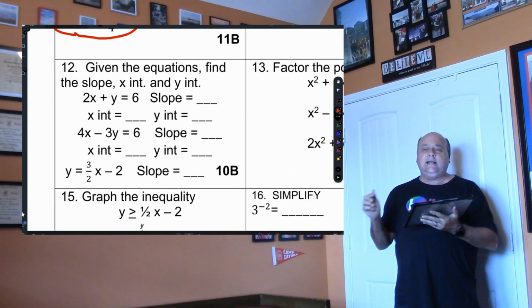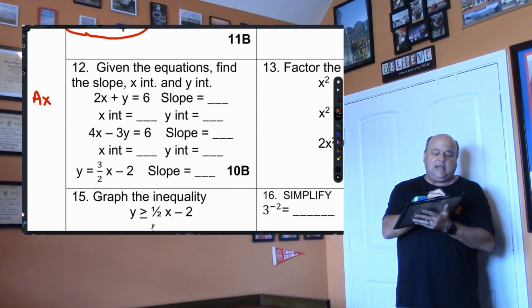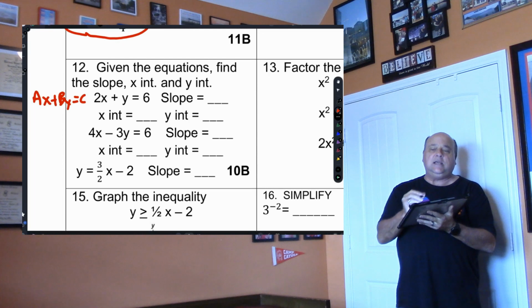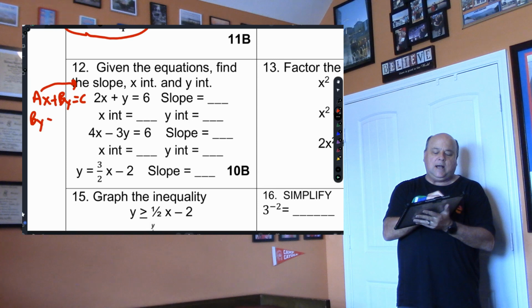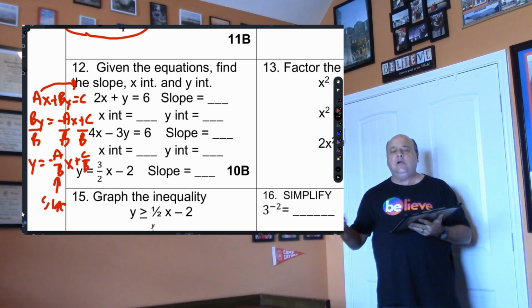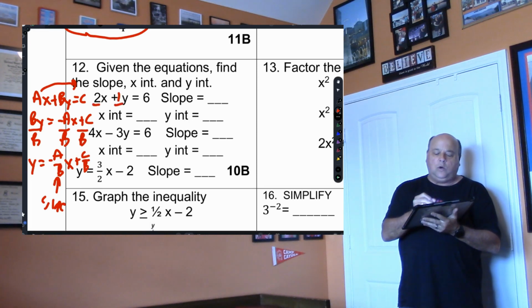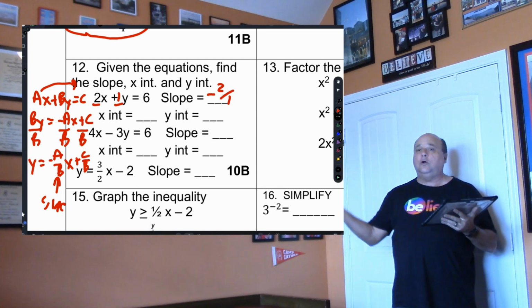Number 12, we got to get the slope, okay? Hopefully we're getting this down. Keep writing this down. You'll get this. AX plus BY equals C. Let's solve this for y. The AX moves over, so I have BY equal negative AX plus C, and then divide by B. I get y equal negative A over B times x plus C over B. This right here is your slope. Negative A over B. So this number, and this is a 1, 2 over 1 is my slope. The opposite of a positive is a negative. That's all you got to do.